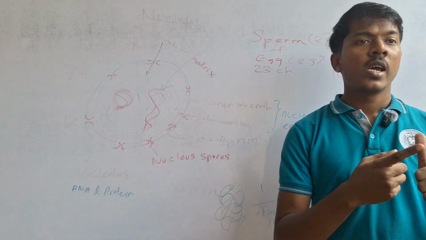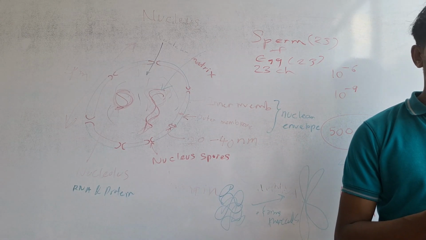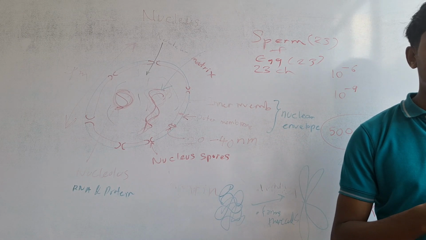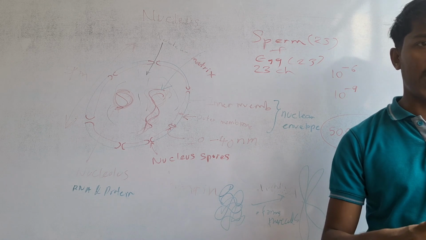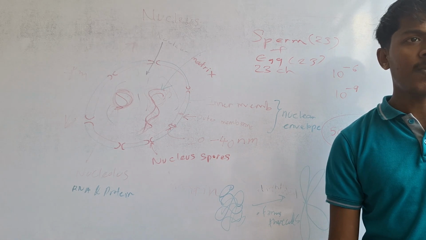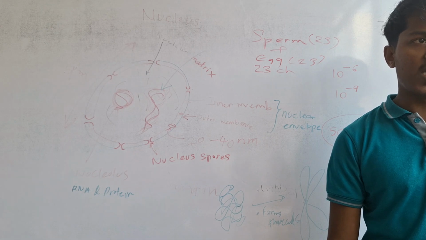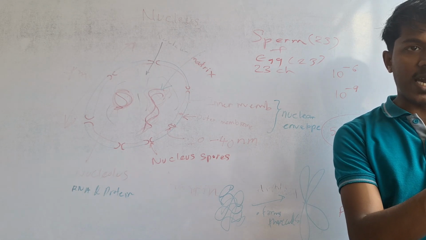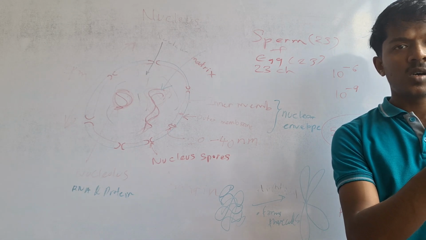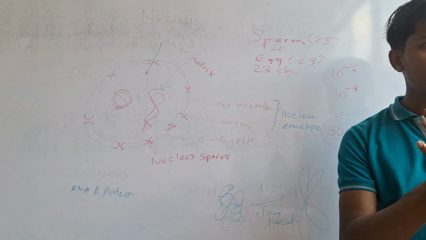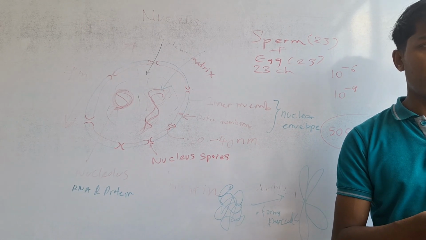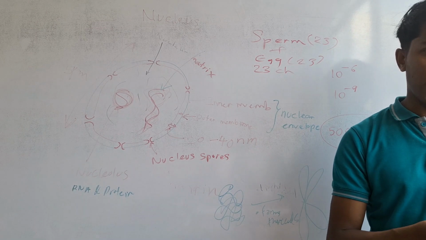First one. The nucleus is composed of the nuclear envelope. The nuclear envelope contains two membranes, an outer membrane and an inner membrane. Between these two membranes there is a membrane gap. What's the value? 20 to 40 nanometers. What's the diameter of the nucleus? 5000 nanometers, so 5 micrometers.